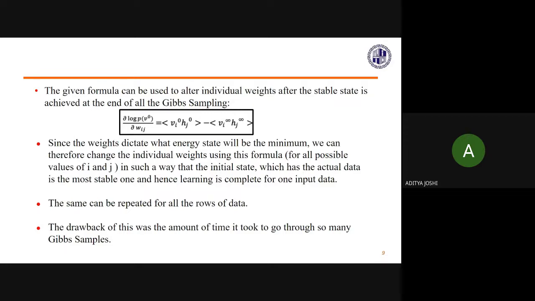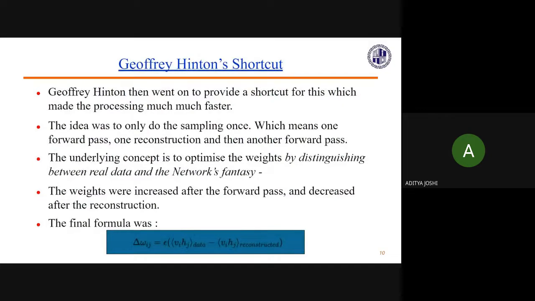So we can do this again and again for different rows of data, and for each row we can update the weights, and that is how the learning process goes. Now, as you can see, the amount of time it took me to explain all of this to you. The drawback was the amount of time it took to go through so many of these Gibbs sampling steps. So that is why Geoffrey Hinton introduced a shortcut, which we'll be talking about now.